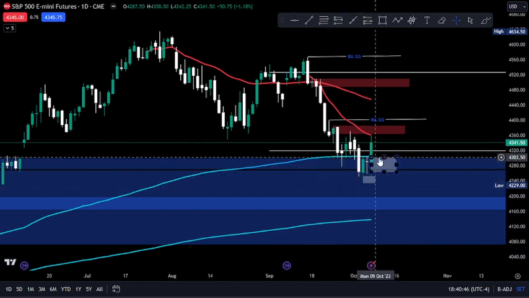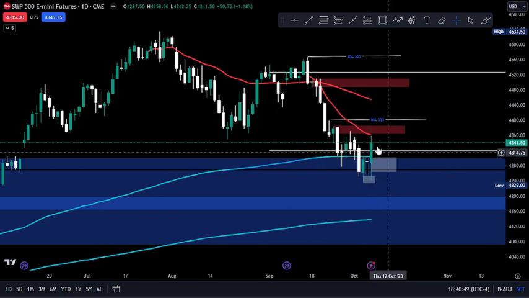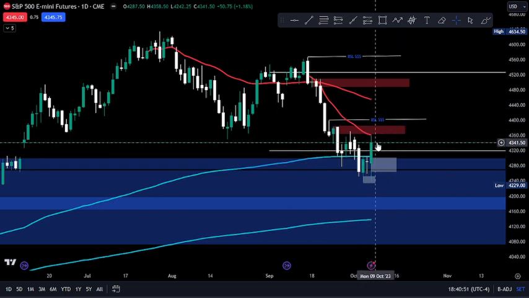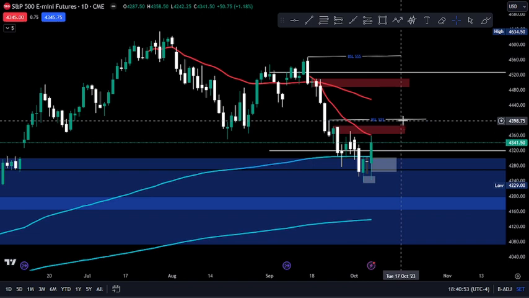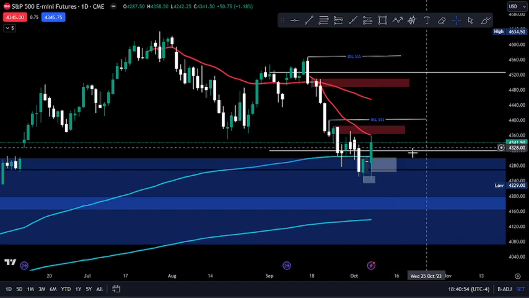As long as we can hold these levels down here, I'll be looking for dips for a potential retracement. And if we just expand over and start to fail, I'll be looking to ride us back down into these levels of demand.